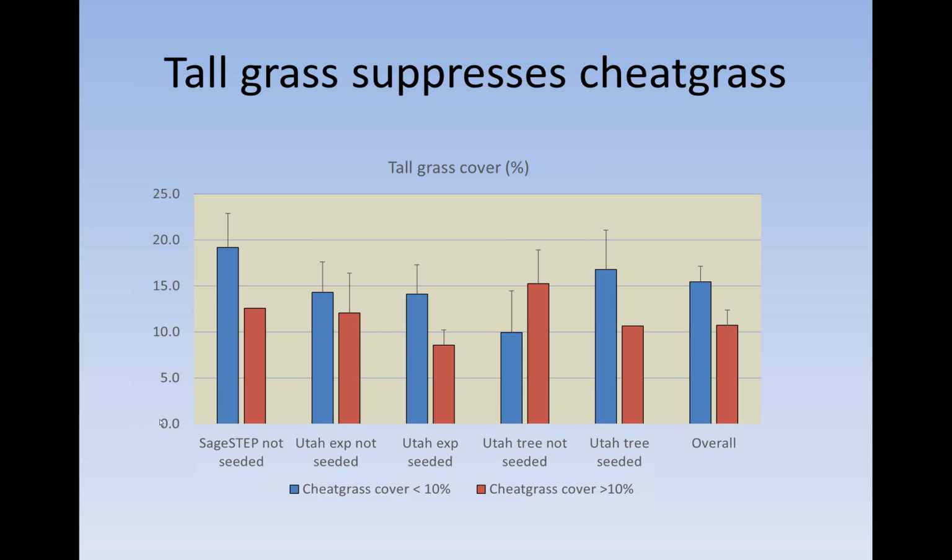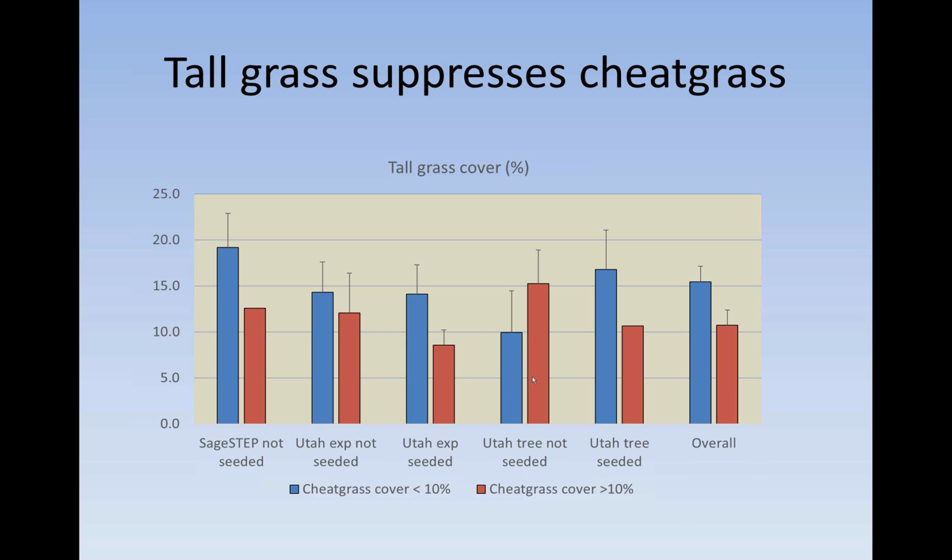So I took some of these different study populations: Sagestep not seeded, Utah expansion sites not seeded, Utah expansion sites seeded, Utah tree sites not seeded, Utah tree sites seeded overall. And I divided them up into sites that had less than 10% cheatgrass cover and those that had more than 10% cheatgrass cover. And then I plotted the tall grass cover for that. And in every case but one, I found that when you had greater than about 14% tall grass cover, you had less than 10% cheatgrass cover, okay?